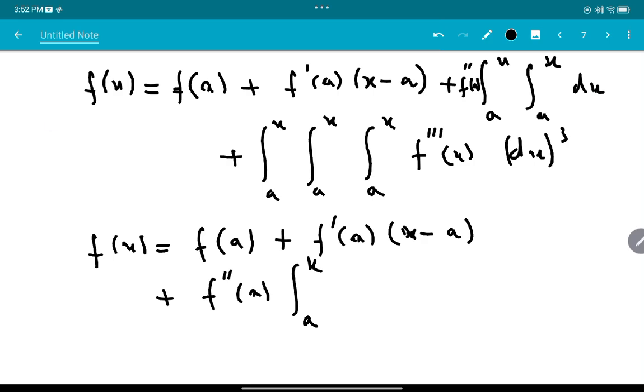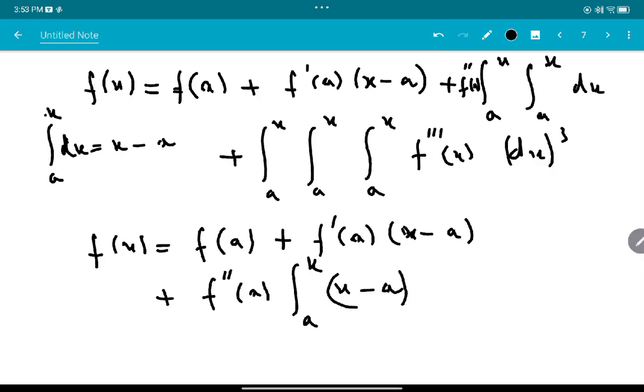Simply because integral dx is equal to x, and when you have limits a to x, this will result in x minus a, because when you give the value x to x, you will get x, and when you give a, you have a. So this is equal to x minus a. Remember this is a to x. Okay, now x minus a.